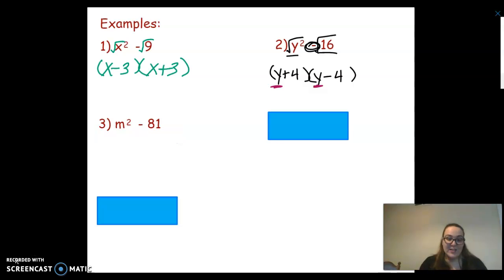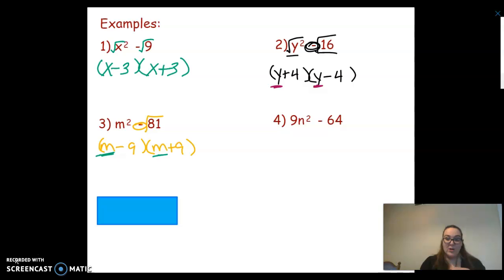So, next example, m squared minus 81. Are they perfect squares? M squared, yes. 81, yes. There's a difference. There was no GCF to start with, so I can go straight to my double parentheses. The square root of 81 is 9, and I'm going to add a plus in one of them and a minus in the other. Again, 9 is a perfect square, but m is not, so I do not continue.